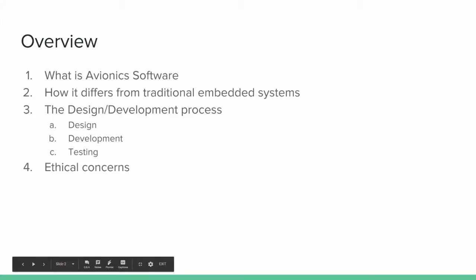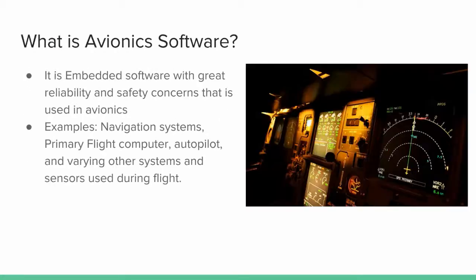So, a brief overview of what I'll be talking about is I'll start off describing what avionics software is. Then I'll go into how it differs from traditional embedded systems, then touch on the design and development process, and finish it off by going over some ethical concerns based around avionics software. So, what is avionics software?